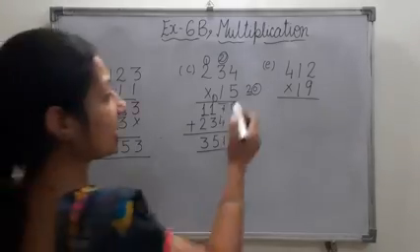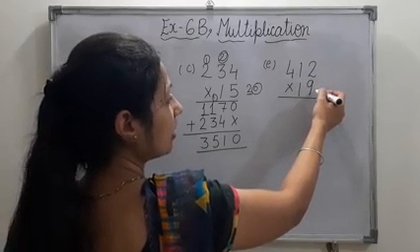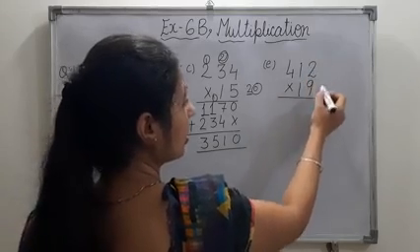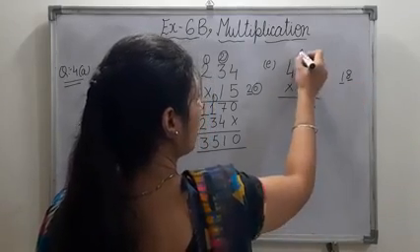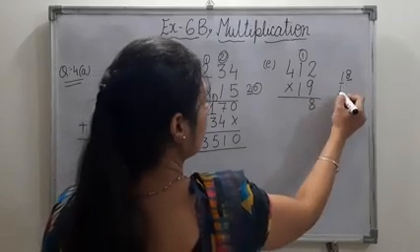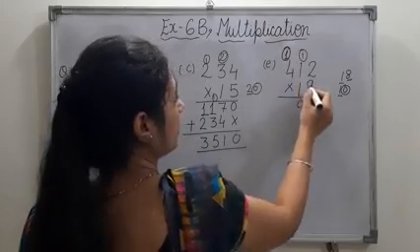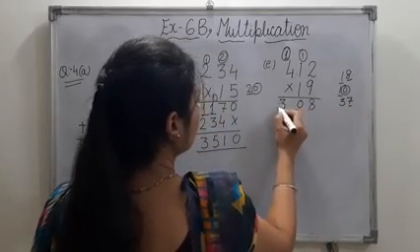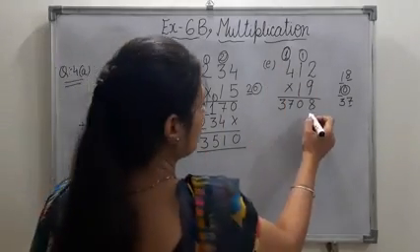Okay, let's do E part. 412 is the multiplicand and 19 is the multiplier. Now we have to multiply 9 by 2. 9 2s are 18. So we will write this 8 here and this 1 is carried over here. 9 1s are 9. 9 plus 1 is 10. So we will write this 0 here and this 1 is carried over here. 9 4s are 36. 36 plus 1 is 37. So we will write 37 here, because there is no other digit here.